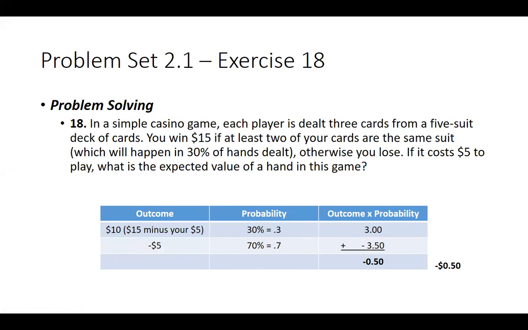Number 18. In a simple casino game, each player is dealt 3 cards from a 5-suit deck of cards. You win $15 if at least 2 of your cards are the same suit, which will happen in 30% of hands dealt. Otherwise, you lose. If it costs $5 to play, what is the expected value of a hand in this game? So the text had a different number that you win, but in order for the answer to work out, you actually have to win $15.